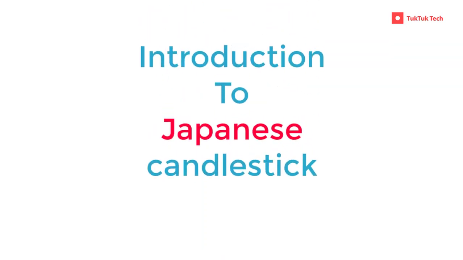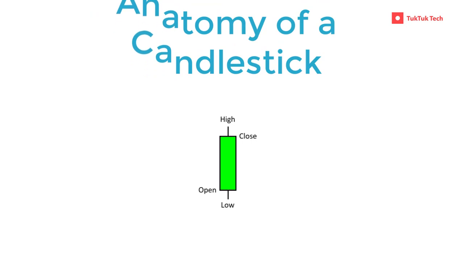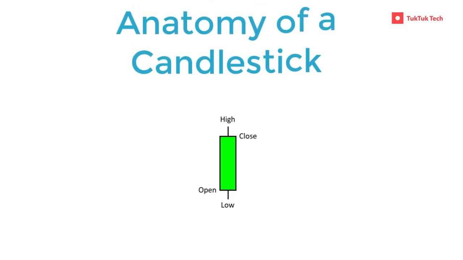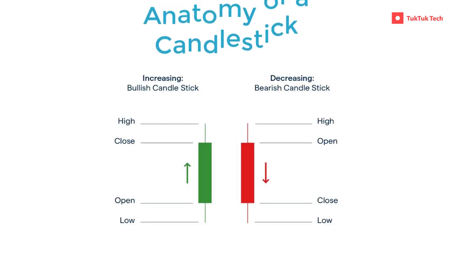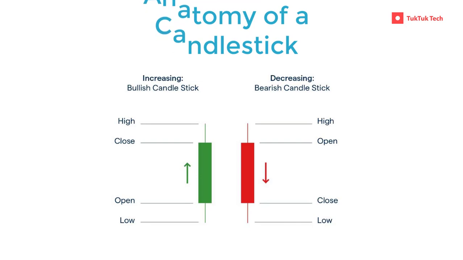Introduction to Japanese candlestick. A Japanese candlestick is a type of price chart that shows the opening, closing, high, and low price points for each given period. Today, Japanese candlestick charts are the most popular way to quickly analyze price action.